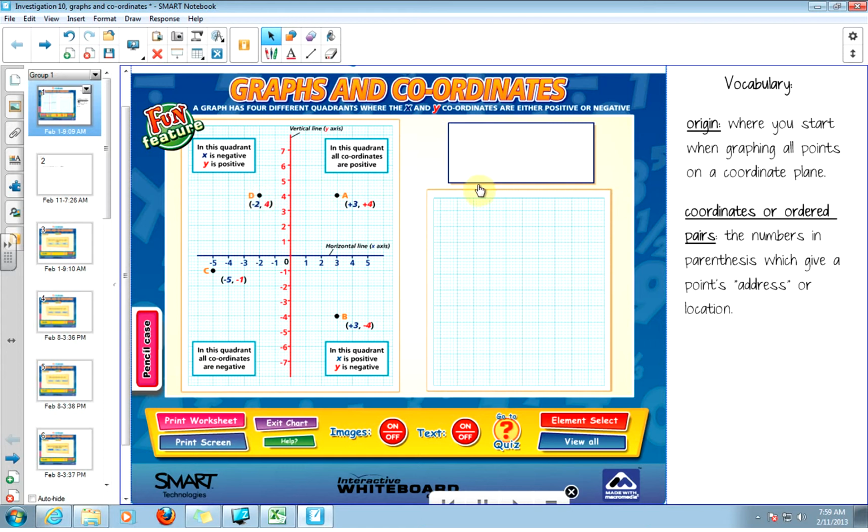Remember, the numbers in parentheses are called coordinates, which give a point's address. The first number in the parentheses gives a point's horizontal position. To plot a point, start at the origin and count along the x-axis until you reach the x-coordinate. Count right for positive numbers, left for negative. The second number gives the point's vertical position. Count up or down the number of the y-coordinate, up for positive, down for negative.